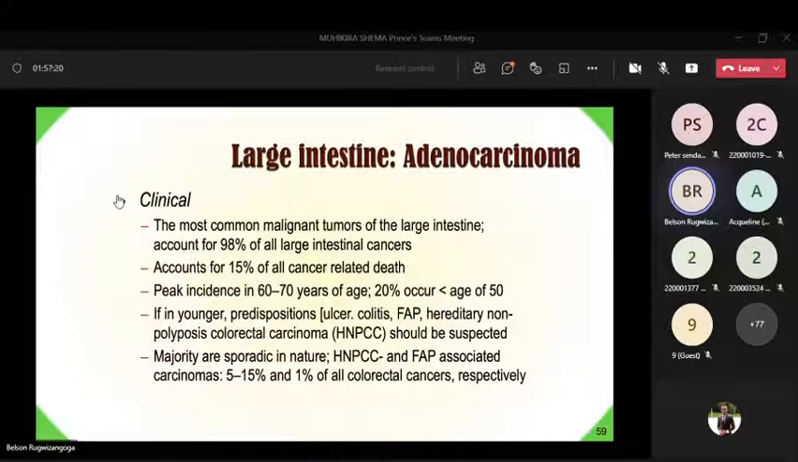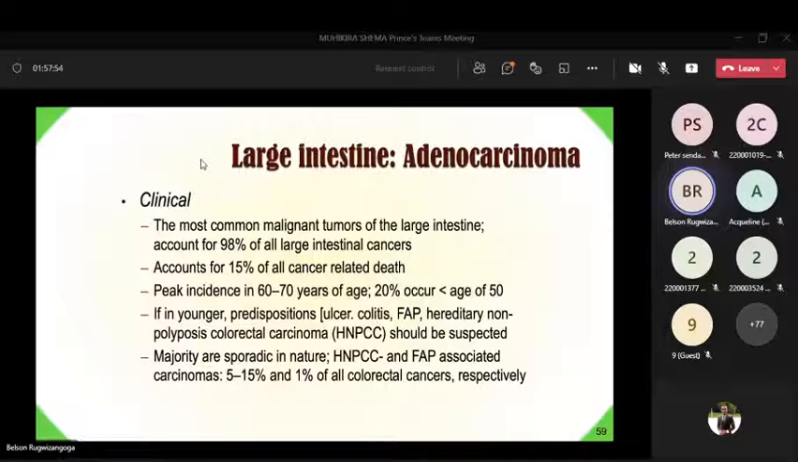There is also what we call hereditary non-polyposis colorectal carcinoma syndrome. Here it means it is hereditary, yes, but it is not polyposis. In this condition, they have no polyps. So it means we have two familial or hereditary issues. One is associated with polyps, another one without polyps. So these are the two main genetic predisposing factors.